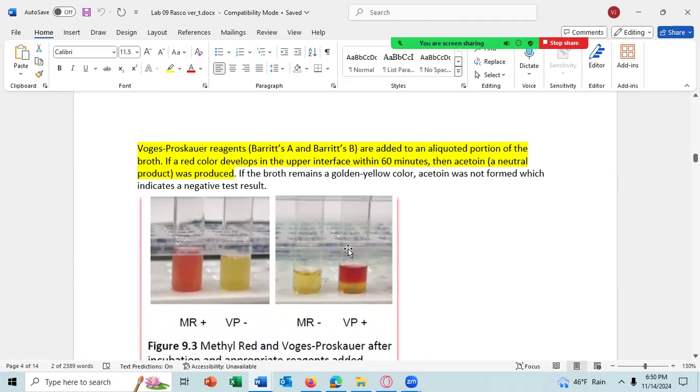The VP test, you need to take your aliquot of the MRVP tube. So remember, you split it into two. And then you add Barritt's solution A and Barritt's solution B, and you shake it, and then you let it sit. You shake it to add oxygen to the tube, and then you let it sit for up to 60 minutes, looking for the production of the red color. You'll get red color if acetoin is made. Acetoin is a neutral product made from glycolysis.